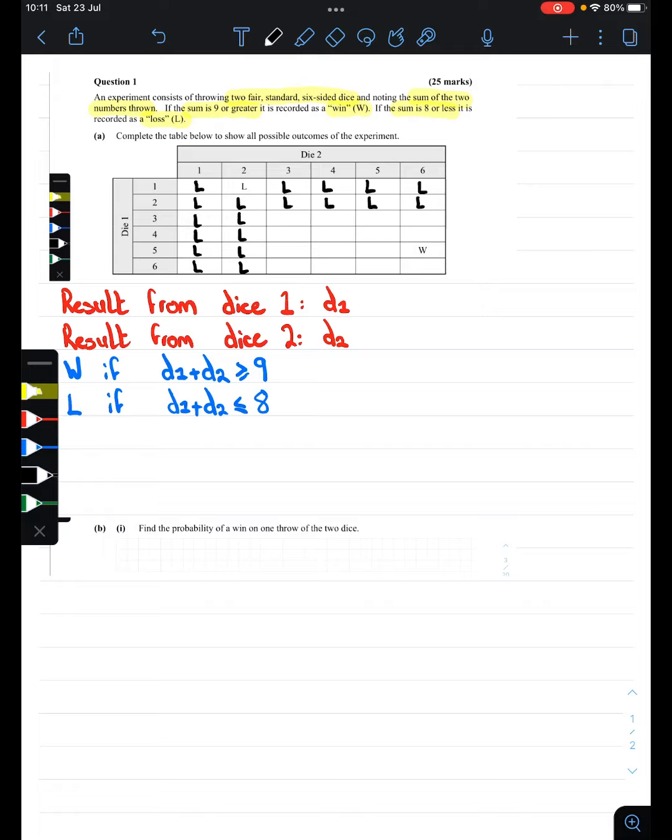And now this is where it gets a little bit more work. 3 and a 3 is a 6, so this is a loss. 3 and a 4 is a 7. Oops, that's not what we're supposed to do. 3 and a 5 is an 8. 3 and a 6 is a 9. Oh my god, I keep doing that. Loss, and a W. Now 4 plus 3 is a 7, so that's a loss. 4 plus 4 is an 8, loss. 4 plus 5, 9, win. 4 plus 6, 10, win.